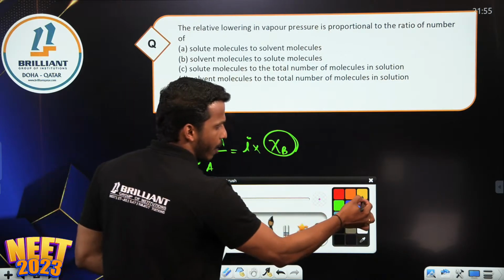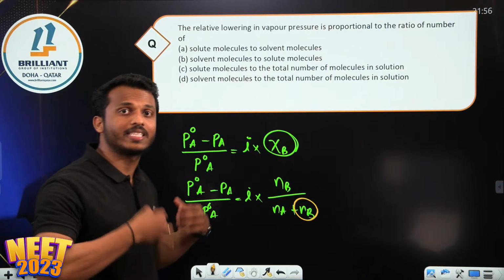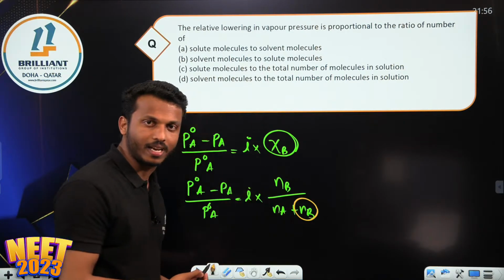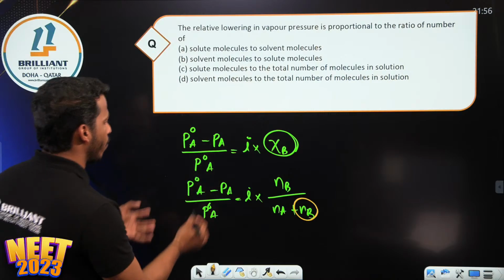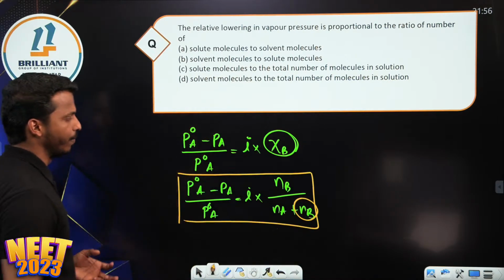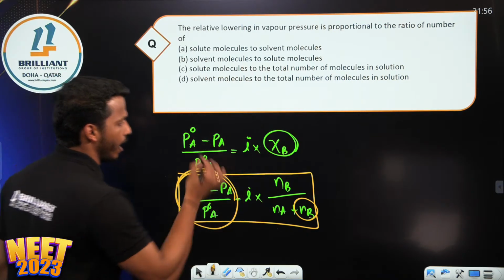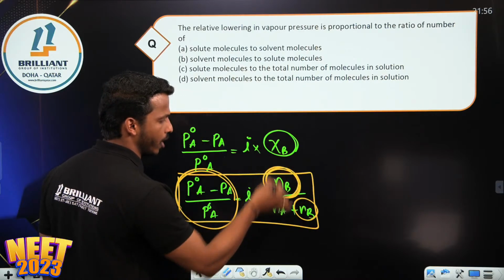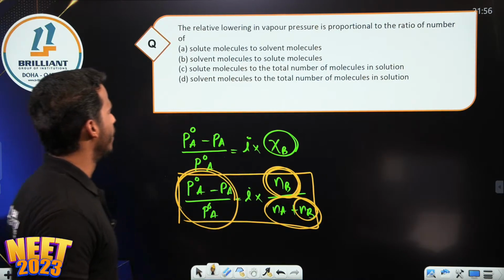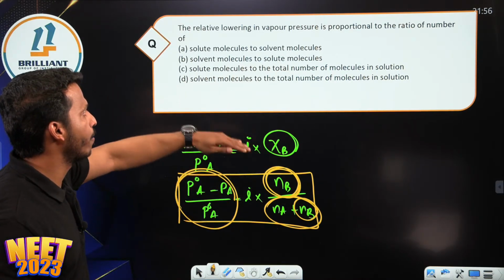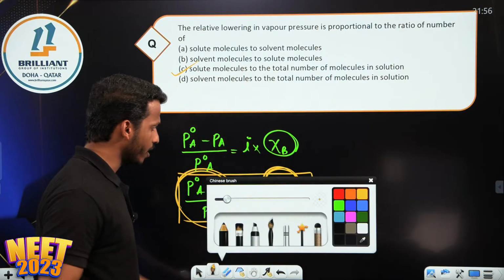But normally during our numerical questions, we won't use NB in the denominator, because we are considering a dilute solution where NA is greater, so NB is too small, therefore we are cutting NB from the denominator. So this is the one we have for relative lowering of vapor pressure. It is proportional to the ratio of number of moles of solute to the number of moles of the entire solution. So solute molecules to the total number of molecules in solution, that is option C, the correct answer, dear all. Careful, all of you.